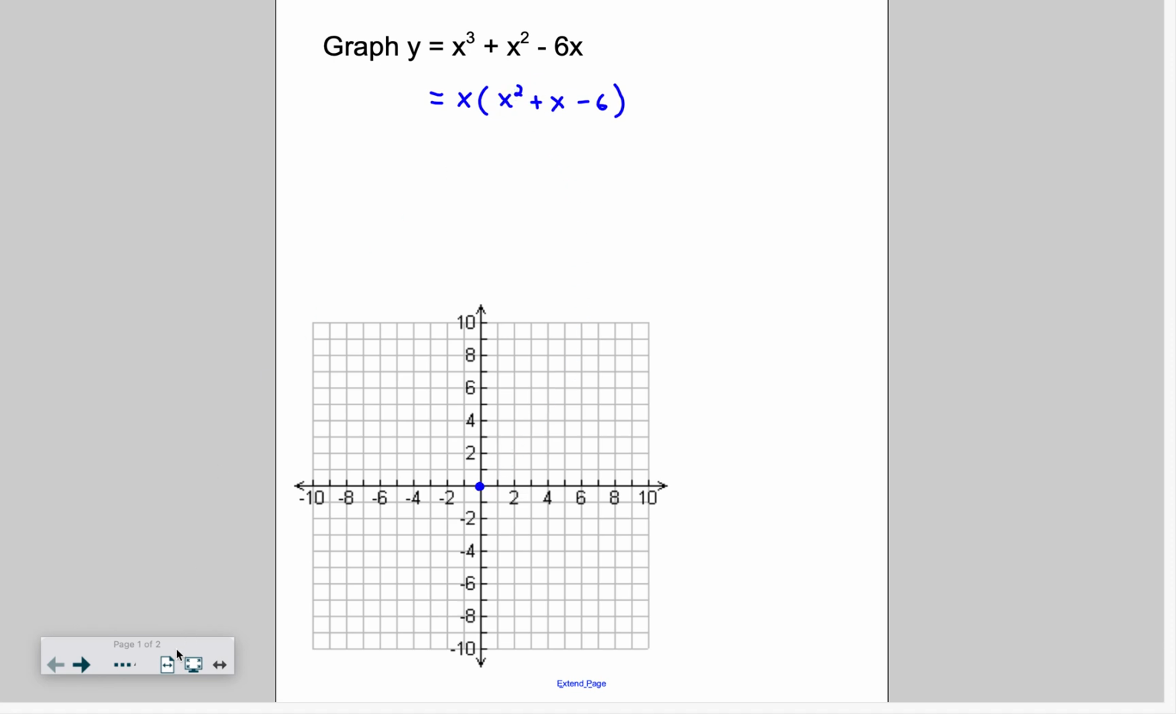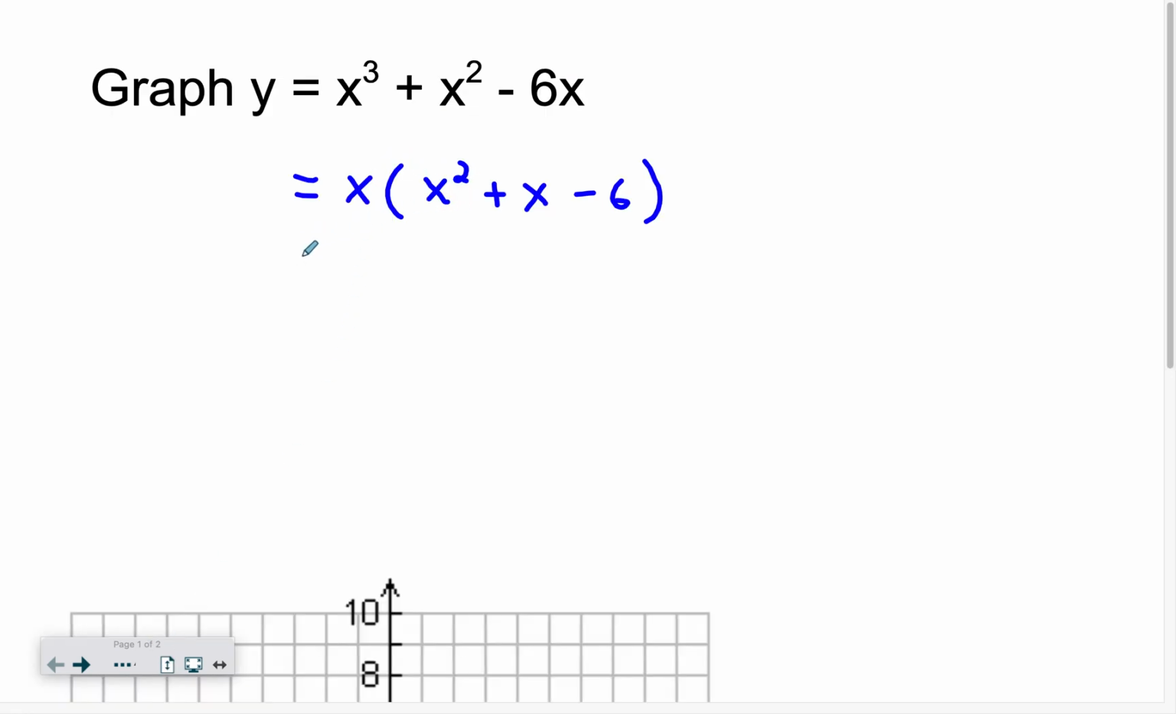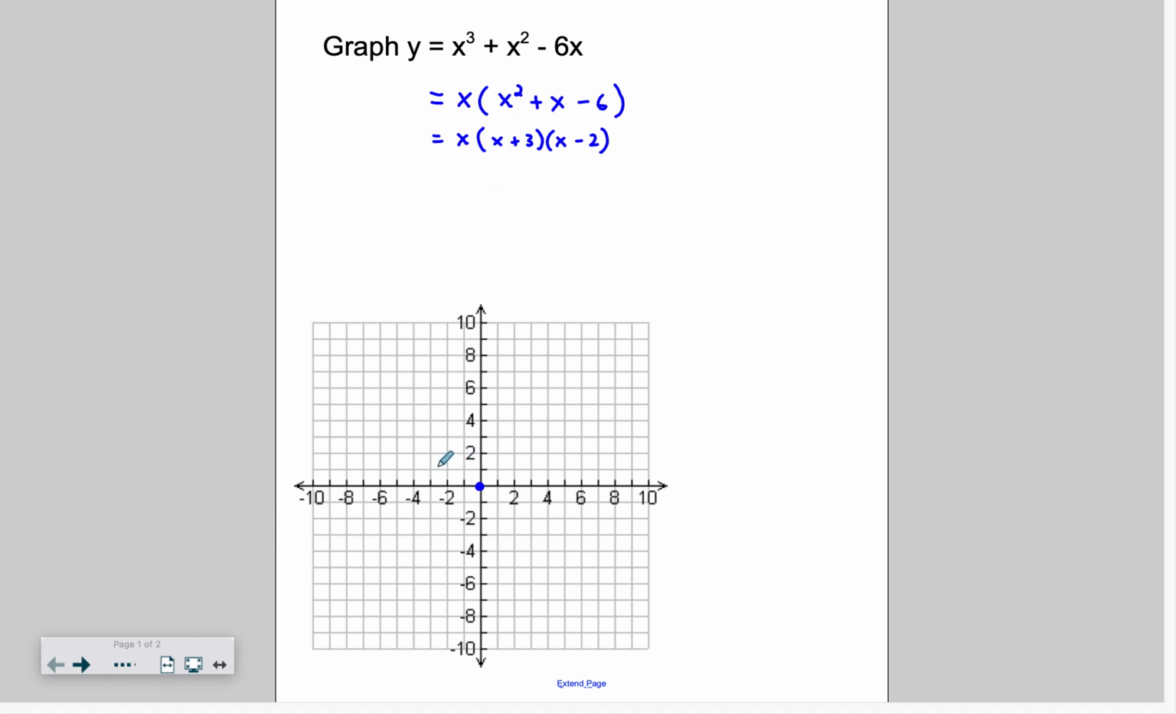Now the question is, is this thing factorable? Can we find factors of -6 that add to 1? And the answer is yes. That would be x plus 3 times x minus 2. Those two numbers multiply to -6 and add to 1, giving us the following zeros. -3 will be a 0, and +2 will be a 0. Those are our x-intercepts, okay? Our y-intercept is also 0.